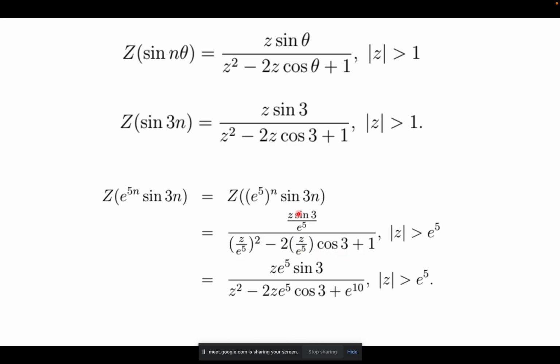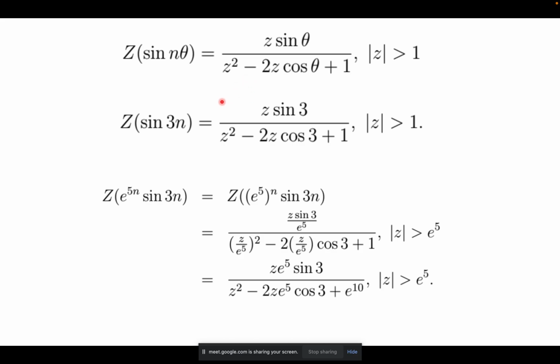And now if you just simplify this equation, you can get the z transform of e power 5n times sine 3n. So again, by using the second property of the z transform, you can easily solve this problem. And again, I urge you, it's very easy to solve problems when you know the standard z transform, the z transform of some standard function.